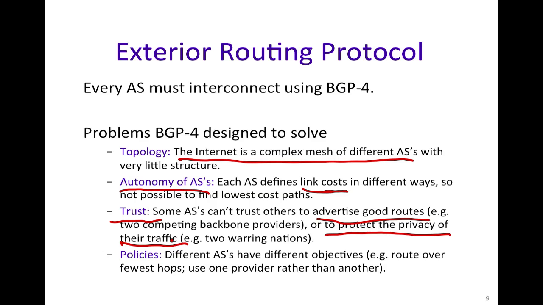Another thing that BGP4 was set out to solve was the question of independent policies. So different autonomous systems have different objectives. Some might try to route over the fewest hops. They may prefer one provider over another. They might have a lower cost arrangement with one provider compared to another. So they have local policies that they perhaps don't want to share with others. And in general, these policies are kept secret. And so BGP4 is designed to work in a way that will allow for that policy to be a local, private matter for the autonomous system. So we'll see BGP4 in more detail in a different video.